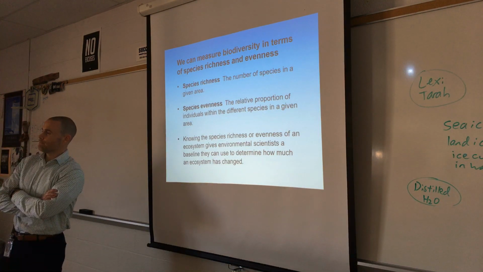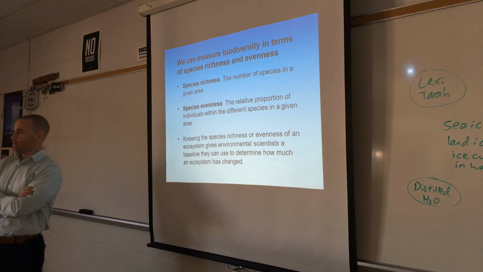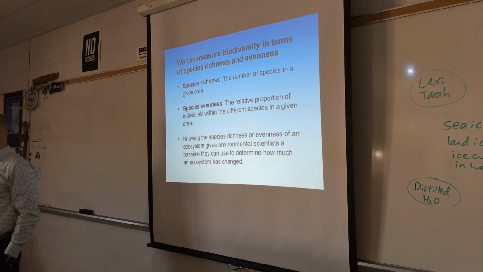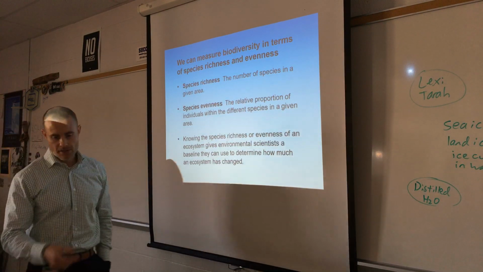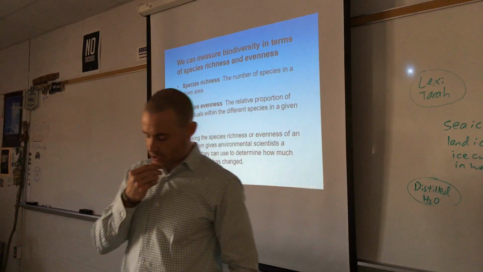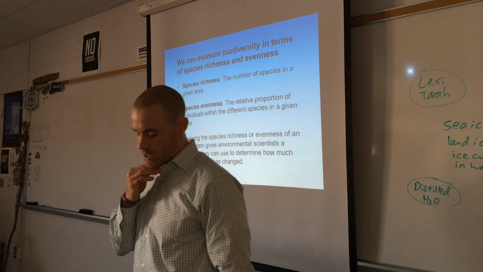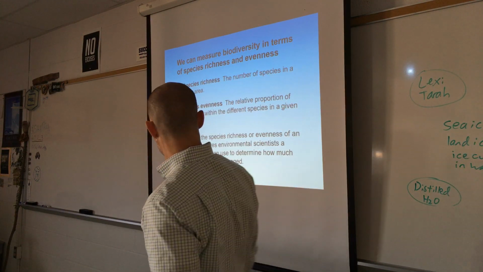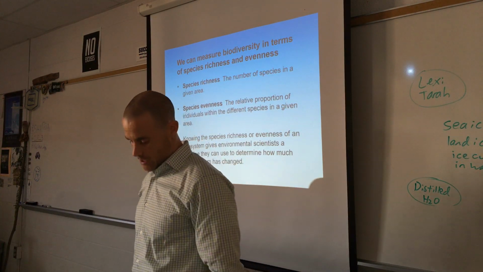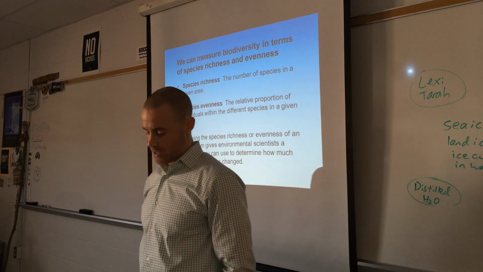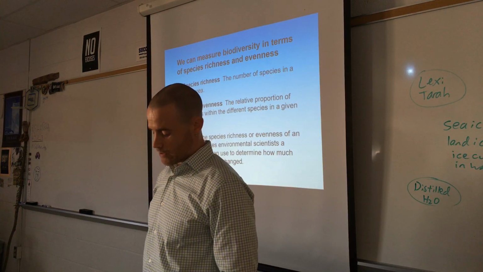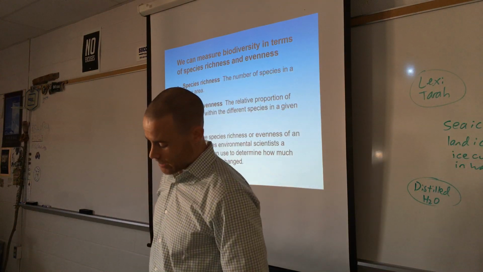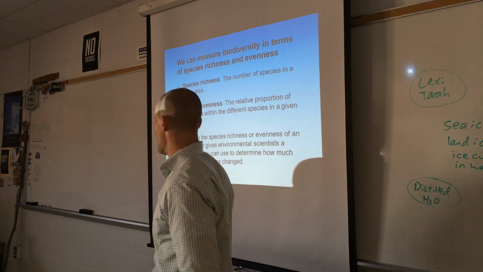What are you looking for? Well, the next picture, I'm going to show you in a second. So anyways, species richness is the number of species in a given area, and evenness is the relative proportion. Let's see, what did I write here? Some areas have a lot more of one type of species than another. Some areas have a more even distribution. So areas with one species that dominates will have less biodiversity.